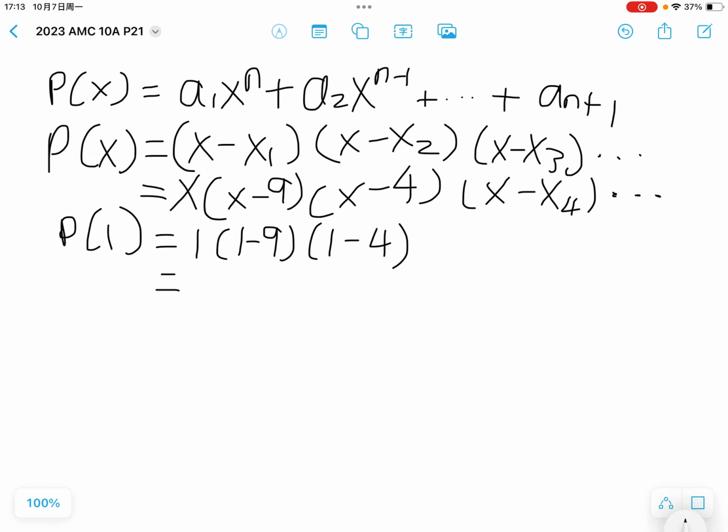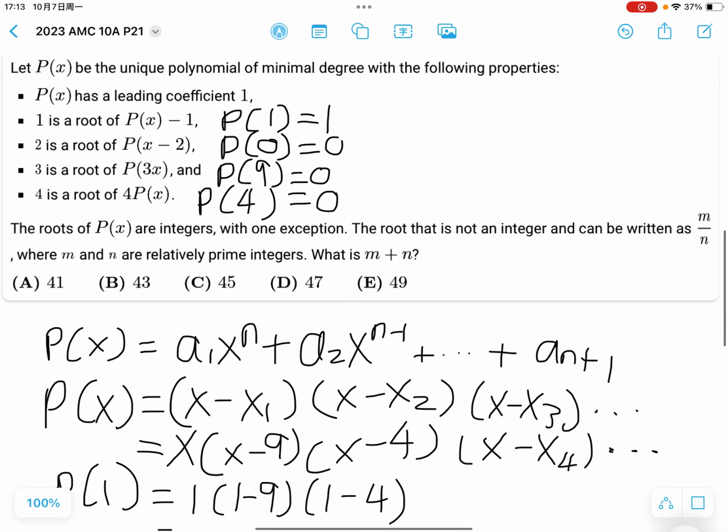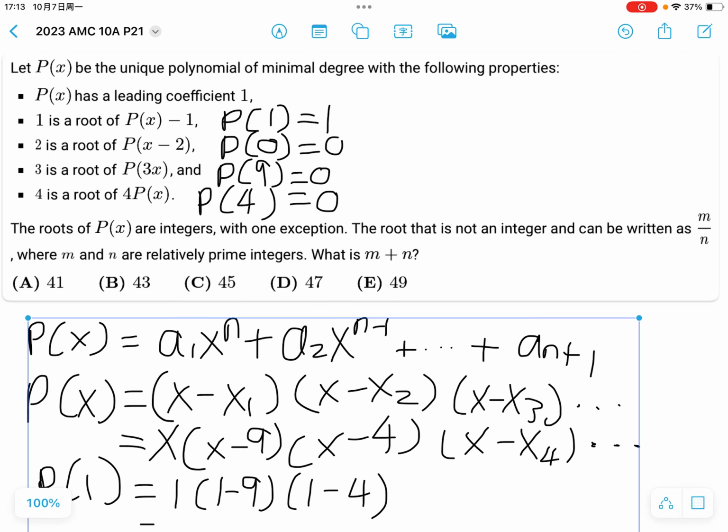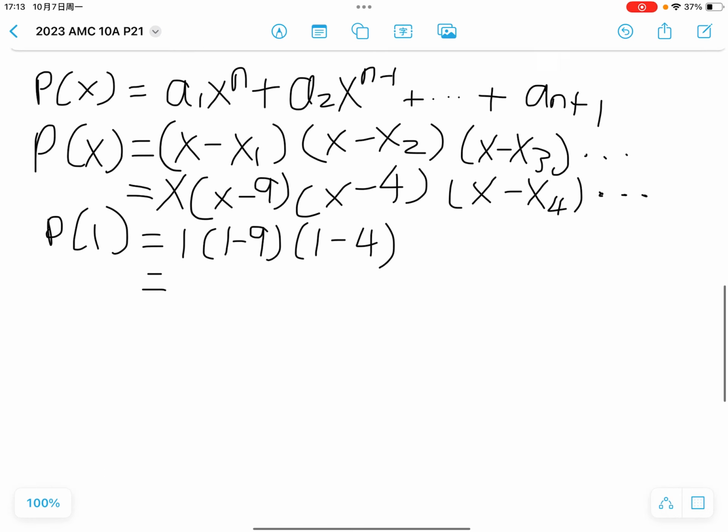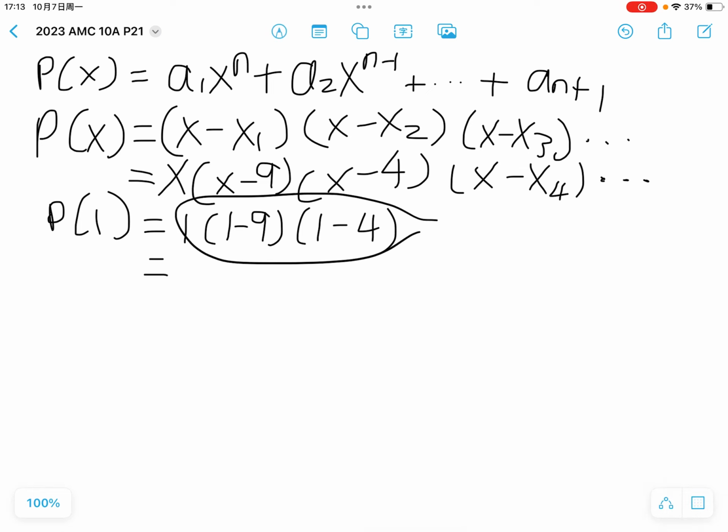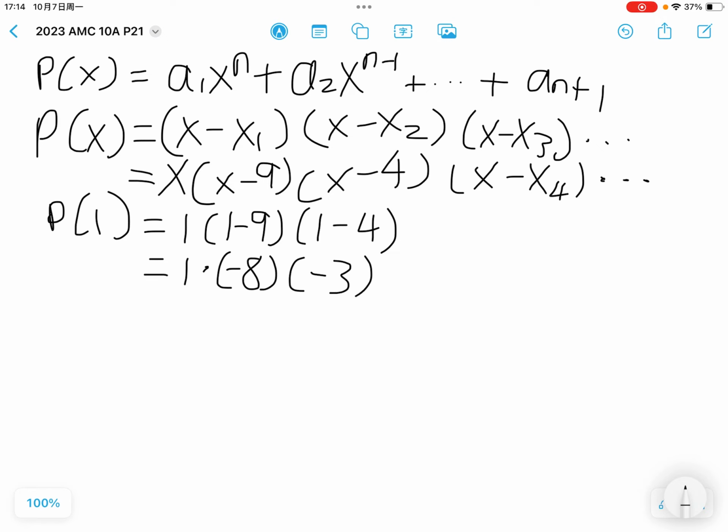Above, it says, let P of x be the unique polynomial with minimal degree, meaning we want as few terms as possible. So if this is already equal to 1, then we're just done with the problem. But there's not going to be a fraction then. So this is going to be 1 times negative 8 times negative 3, which is 24. So that's clearly not 1. So that's not what we want.